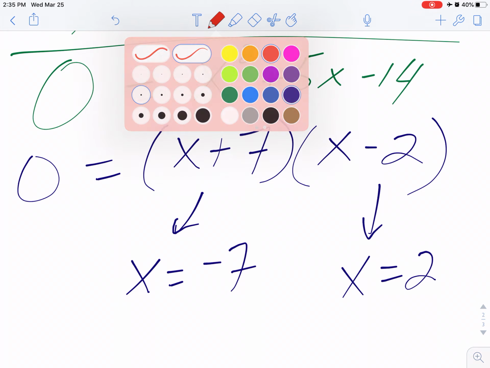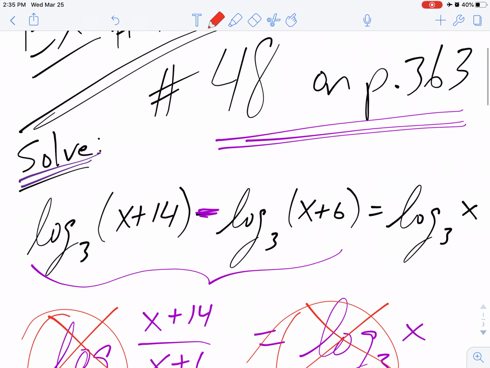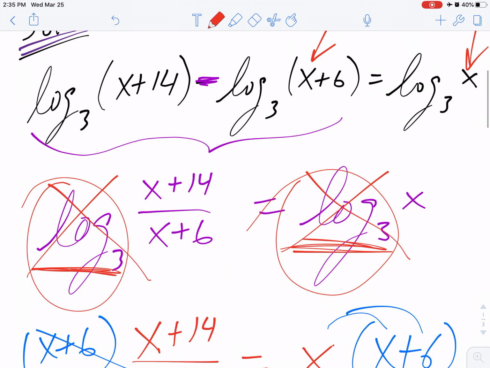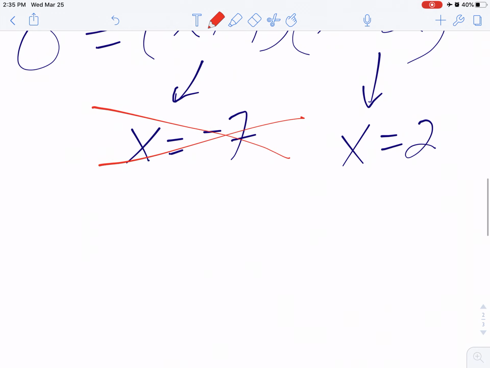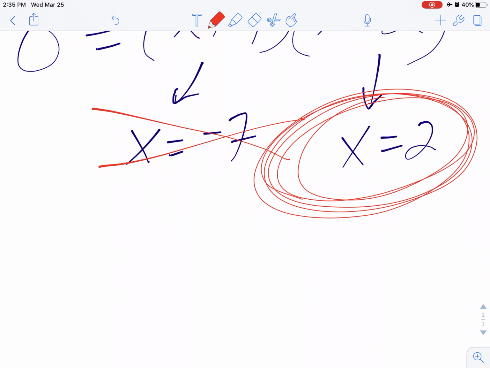And try to remember that when you're solving log equations, we can't have a negative solution. We can't put negative 7 into this original equation because it'll give us a log of a negative number. A negative number is not part of the domain. So this one just has one solution, x equals 2. That's it.